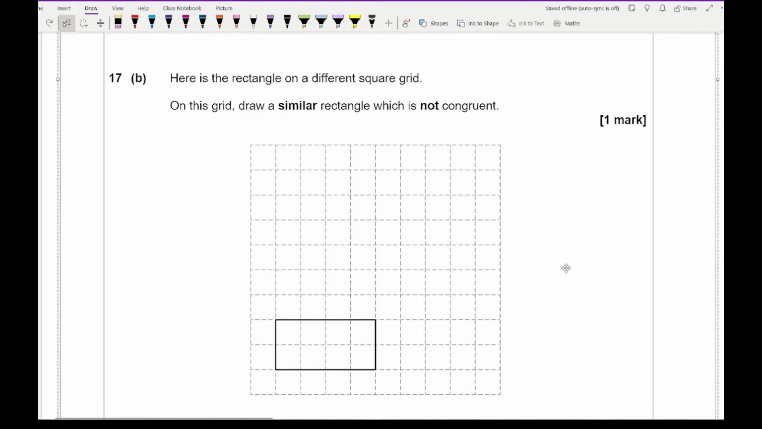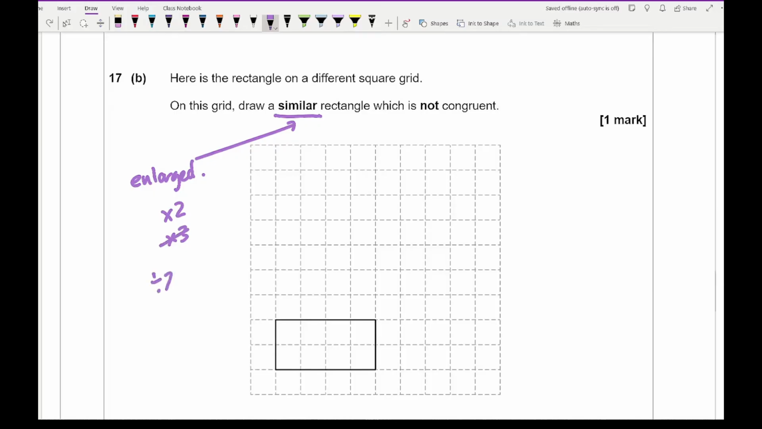Moving on to question 17b, it says here is a rectangle on a different square grid. On this grid, draw a similar rectangle that's not congruent. Similar means it's been enlarged. You can enlarge it by a scale factor of 2, scale factor of 3, would 4 fit? Let's have a look. 4 times 4 is 16. I don't think there's 16 squares. There's certainly 10, so I would probably go for 2.